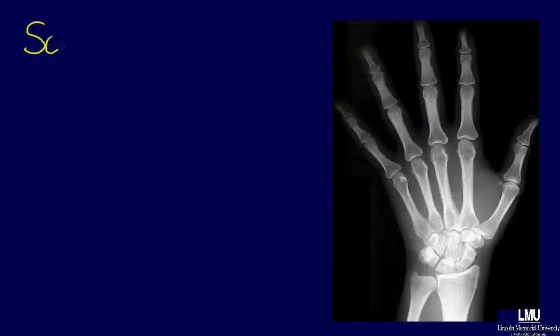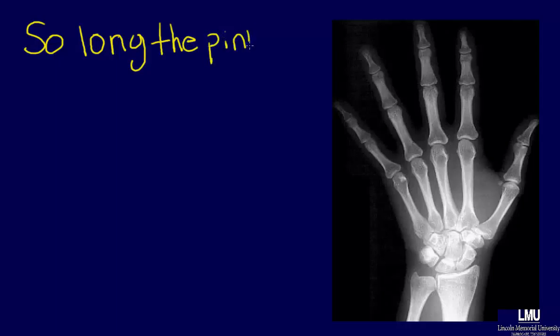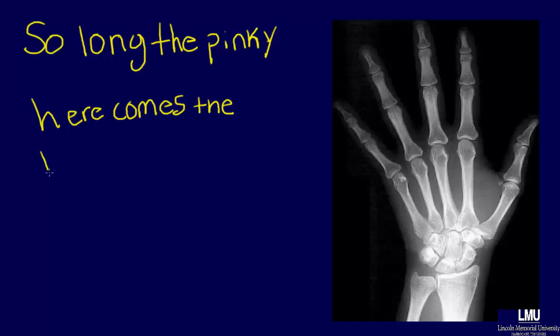Okay, so in the picture to our right, we have an x-ray of a normal hand. We are going to identify all the bones on this hand. To me, the carpals are particularly hard bones to learn, so I like the mnemonic, "So long to the pinky, here comes the thumb." I'm going to put this to the left of the screen for you, and then we are going to identify all the carpal bones in pink.